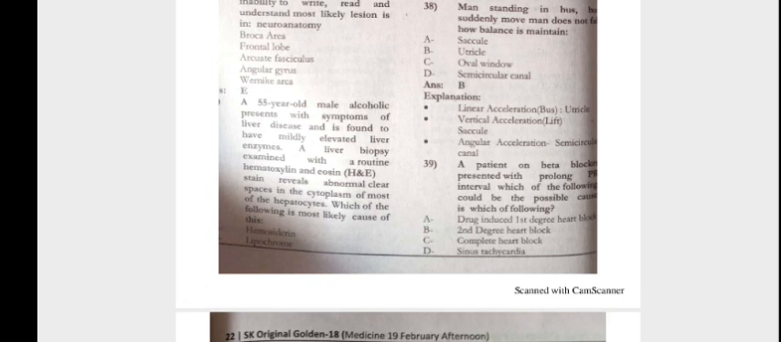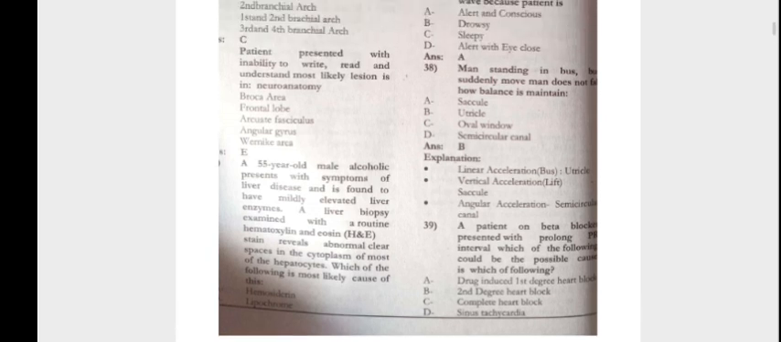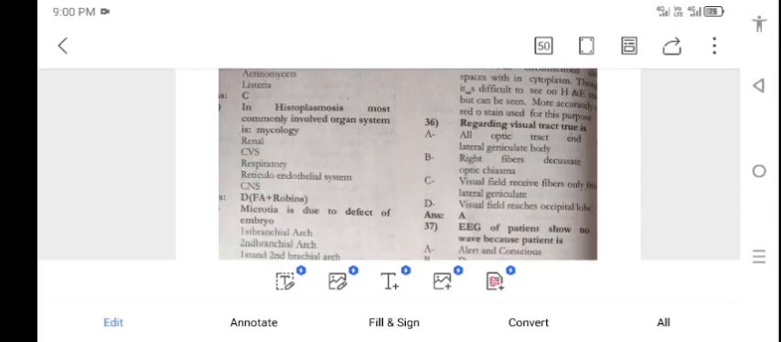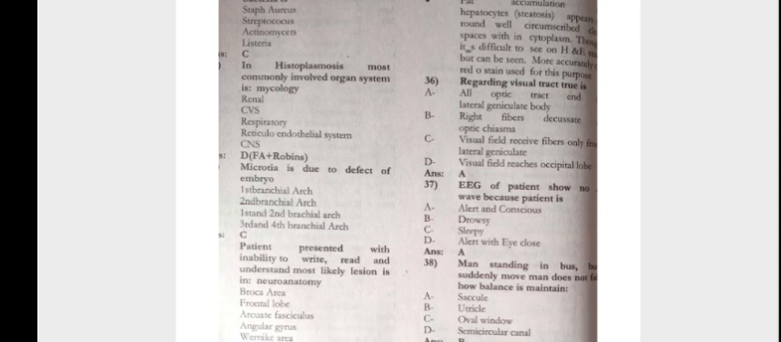A 55-year-old male alcoholic presents with symptoms of liver disease and is found to have mildly elevated liver enzymes. Liver biopsy reveals abnormal accumulation in the cytoplasm of most hepatocytes. What is the most likely cause of this? That is steatosis. Regarding the visual tract, true is all: optic tract and lateral geniculate body.